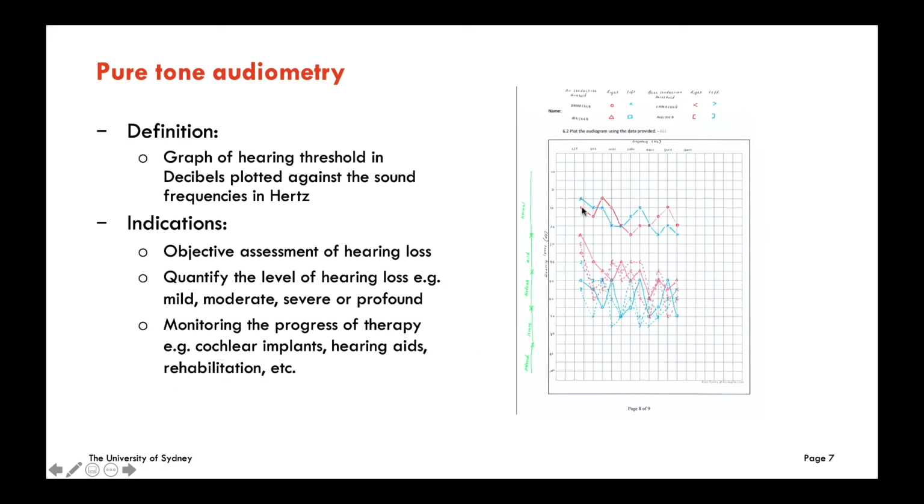So generally, we plot the two graphs using different color codes. Conventionally, the right ear is plotted using the red graph and the left ear using the blue or black symbols. We'll also notice that we have conventional signs that we use, such as the red circle for air conduction on the right ear, and the blue X for air conduction on the left ear.